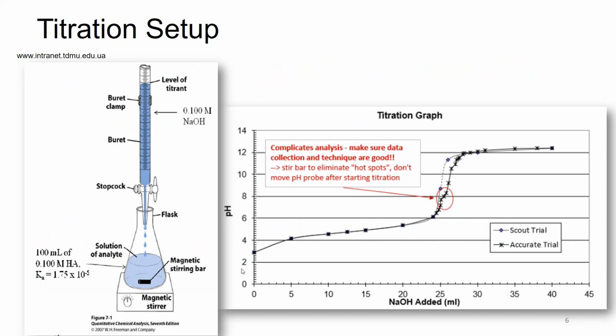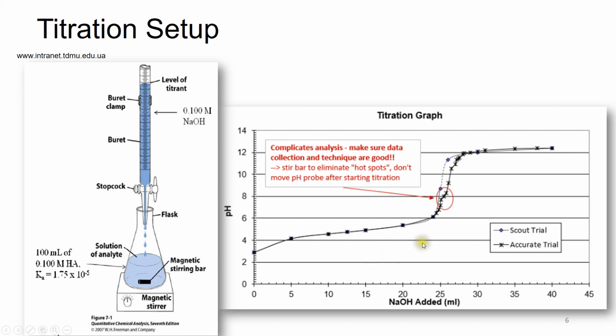Over here, this is a titration setup. We have a burette over here. We have a stopcock here. It's also called a valve. We have a flask. Sometimes we use a beaker, and we put this beaker on a hot plate because we want to use the magnetic stirrer to stir the solution. And over here you see a typical titration graph. We will use Logger Pro to display this graph on a computer screen. And you can see when we add sodium hydroxide into acetic acid, the pH is going to increase.